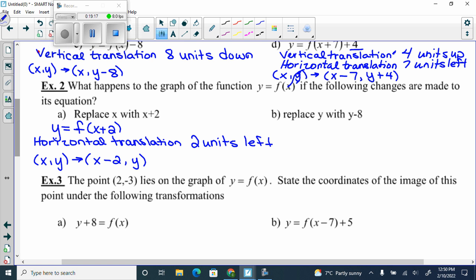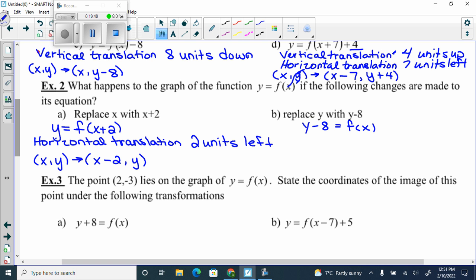Now we're replacing our y with y minus 8. So our function is y equals f of x. I'm not putting a minus 8 at the back, I'm replacing the y. I'm taking the y out of the function, tossing it behind my head, and replacing it with y minus 8. And then I still have an equal sign f of x. You see how replacement gets replaced in for the y? So I take the y, toss it out, replace it with y minus 8.